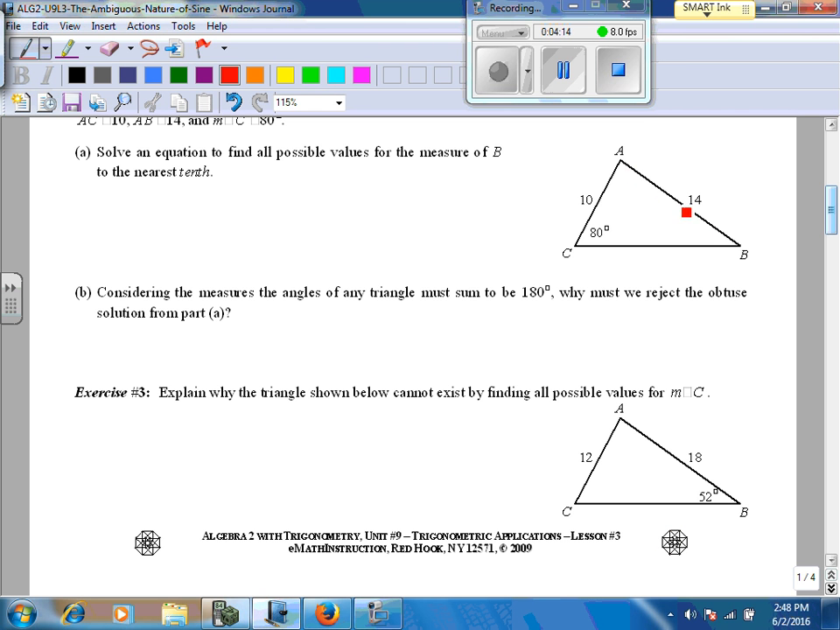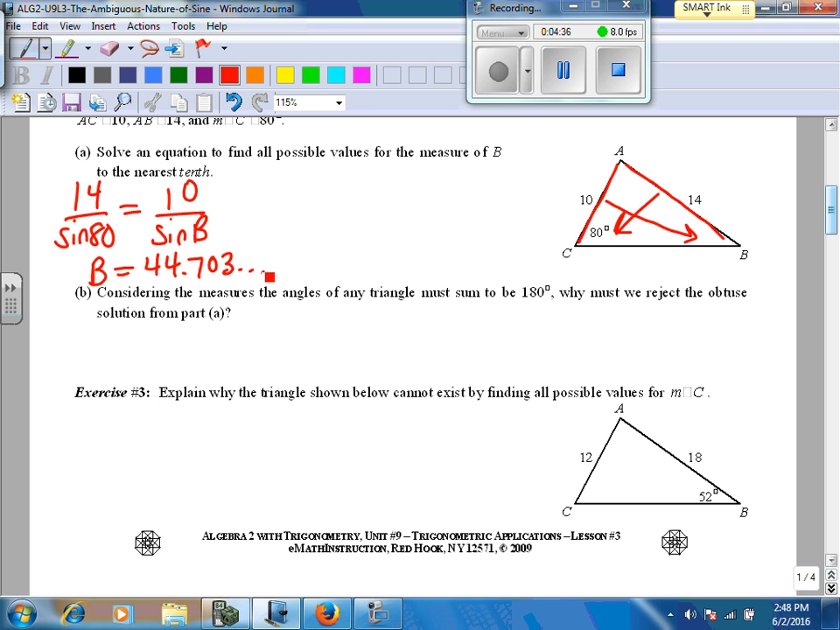So we have 14 over sine 80 equals 10 over sine of B. And again, you're going to end up having to cross multiply and solve, and within solving that, you're going to have to use inverse sine. But for angle B, you end up getting 44.703, etc., which is approximately 45 degrees.